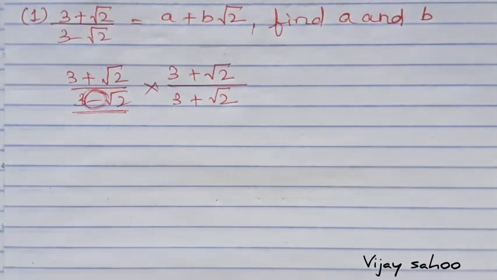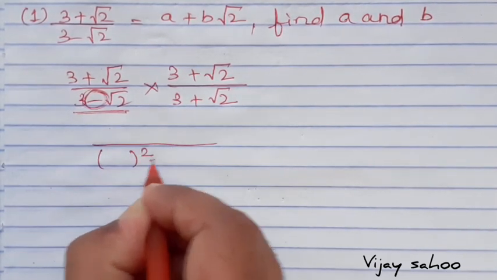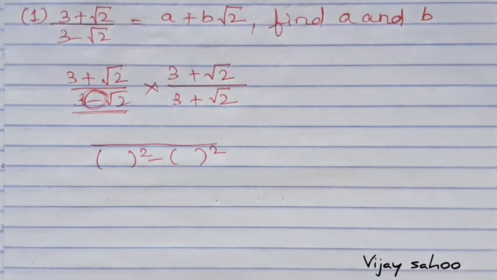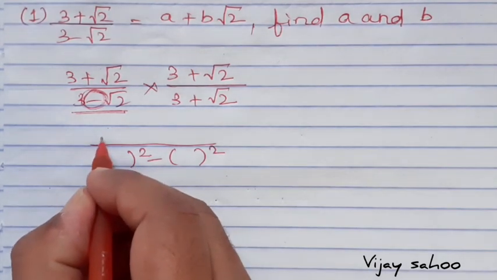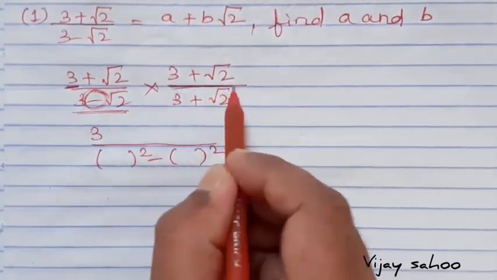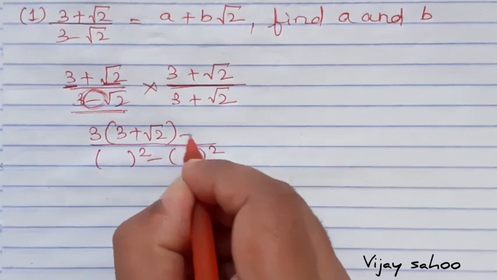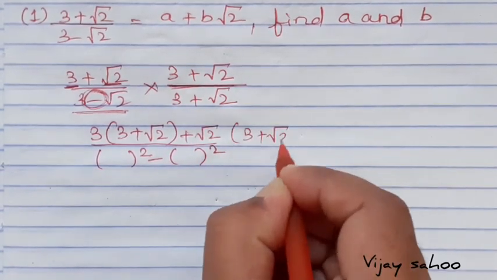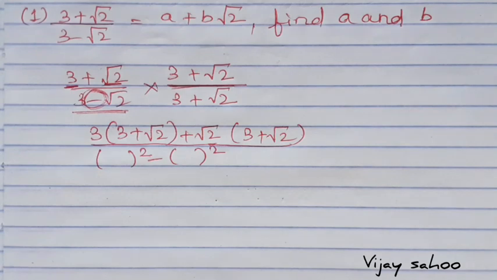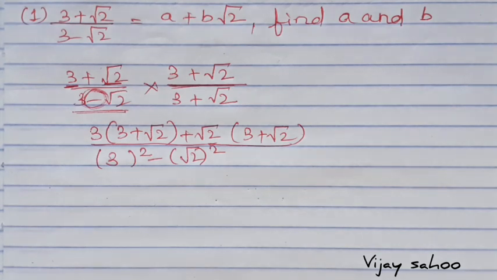Now after this, what will we do? We'll multiply numerator by numerator and denominator by denominator. So you can see that the denominator will always be in the form of a square minus b square, and the numerator will multiply. So we'll take the first term and multiply it with the entire value, that is 3 plus root 2. We'll take the second term and multiply it with the entire value 3 plus root 2. Okay, now in the denominator a value is 3 and b value is root 2, that is a square minus b square.